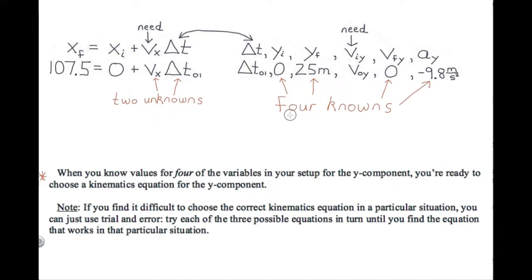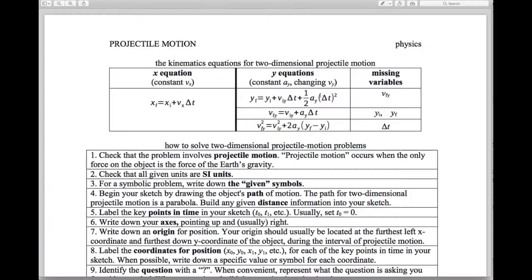Well, we don't know the values yet for delta t or for v initial y. So we don't want to choose an equation that includes both delta t and v initial y, because then our equation would have two unknowns. So we need to choose an equation that's missing delta t, or we need to choose an equation that's missing v initial y. None of these three equations is missing v initial y, but this equation is missing delta t. So this is the equation that we need to choose.